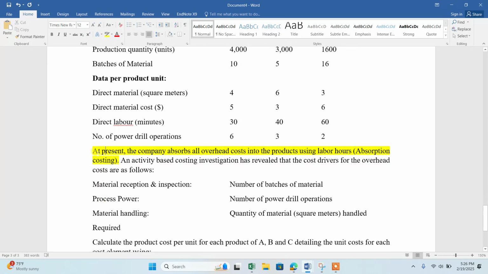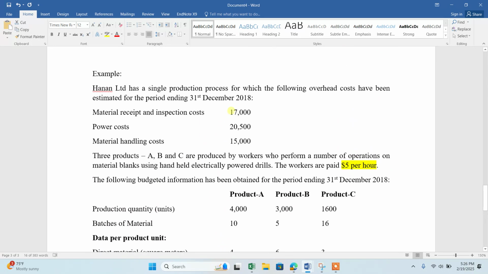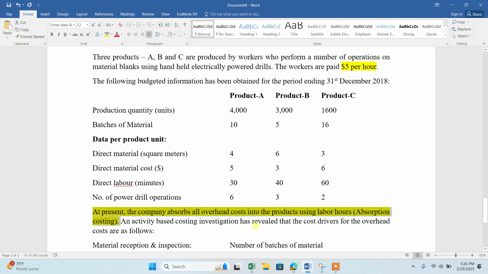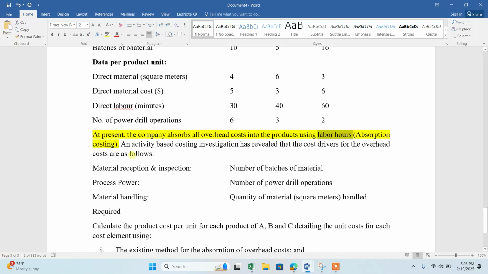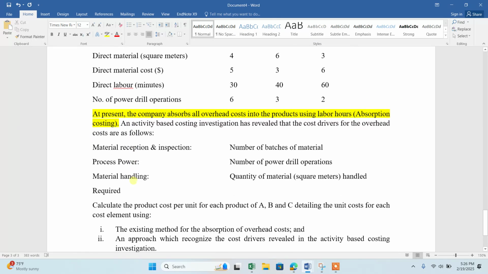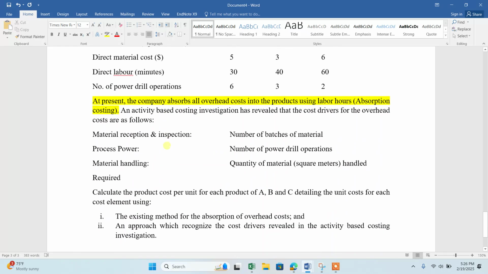Now, what is required? Look, at present, the company absorbs all overhead cost into production using labor hours. So, as I told you, in absorption costing we divide this overhead cost based on one activity level, which here is given as the labor hours. When I solve this question, I'm going to explain it. The rest of the data is for activity-based costing. These are the cost drivers of all these three overhead expenses, which I will discuss when I solve the activity-based costing method. But first, I'm going to solve the same question by using the absorption costing method.